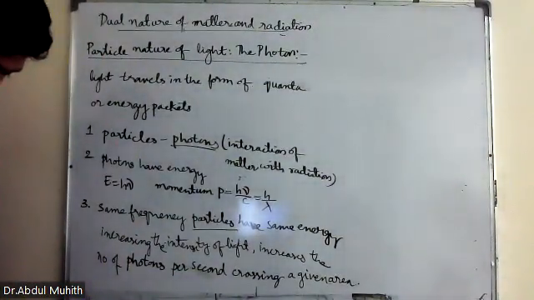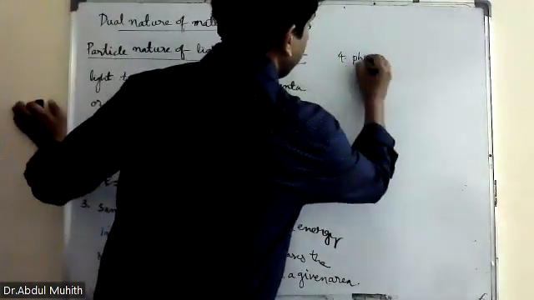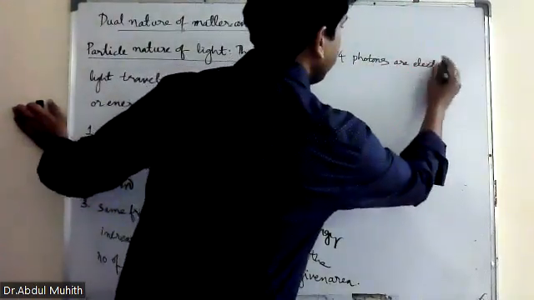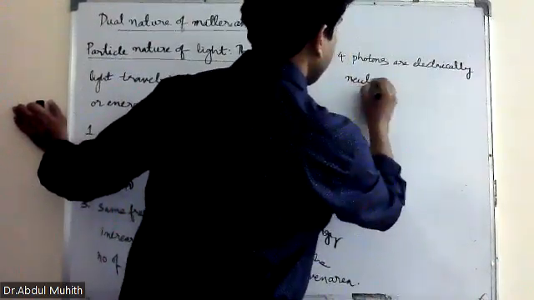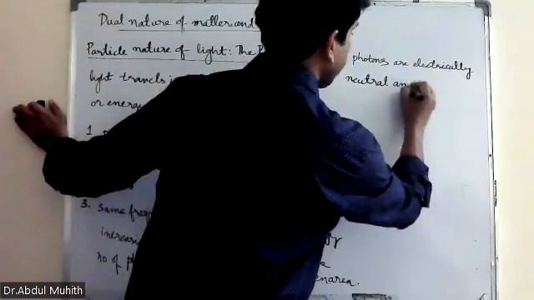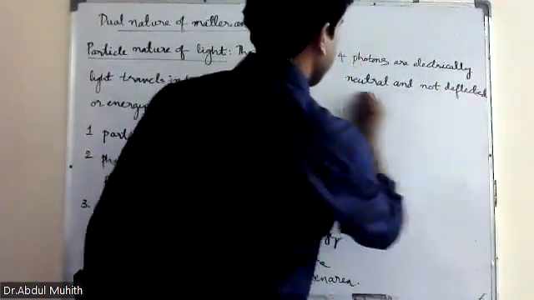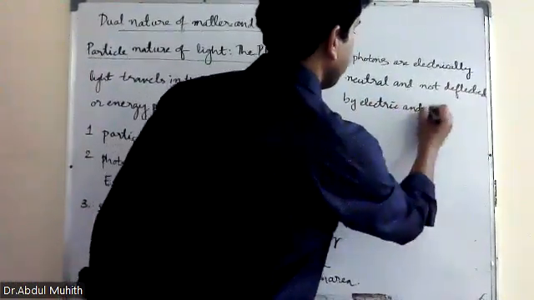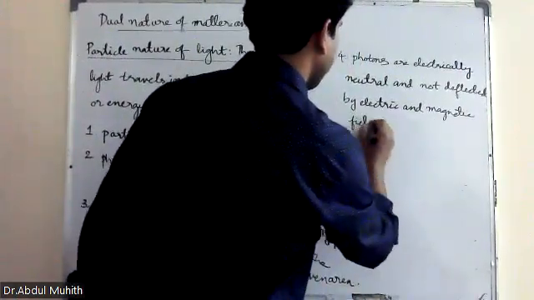Photons are electrically neutral. Fourth point: photons are electrically neutral and not deflected by electric or magnetic field. Clear? The last point, the fifth one.